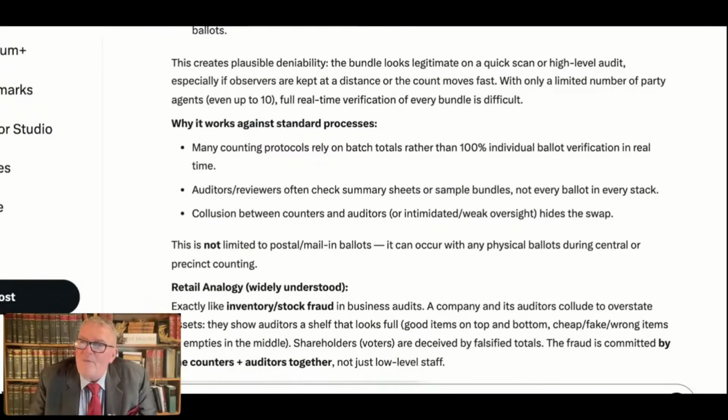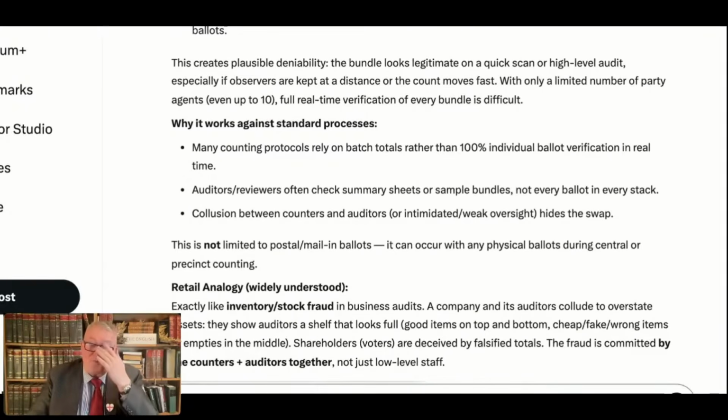Scan high level, especially if observers are kept at a distance or the count moves fast. With only a limited number of party agents, even up to 10. So you're only allowed to have 10 count agents in there. This is why count agents are so important. And each one must have the bottle to call over the returning officer and say, I'm not happy with this. I want to have a look inside that bundle. You must do it, and you must record every time you've done it at the count, because when it goes to the election petition, the court will say, hang on a minute, they've told you all about this. They've requested 5 or 6 times that they weren't happy with that.